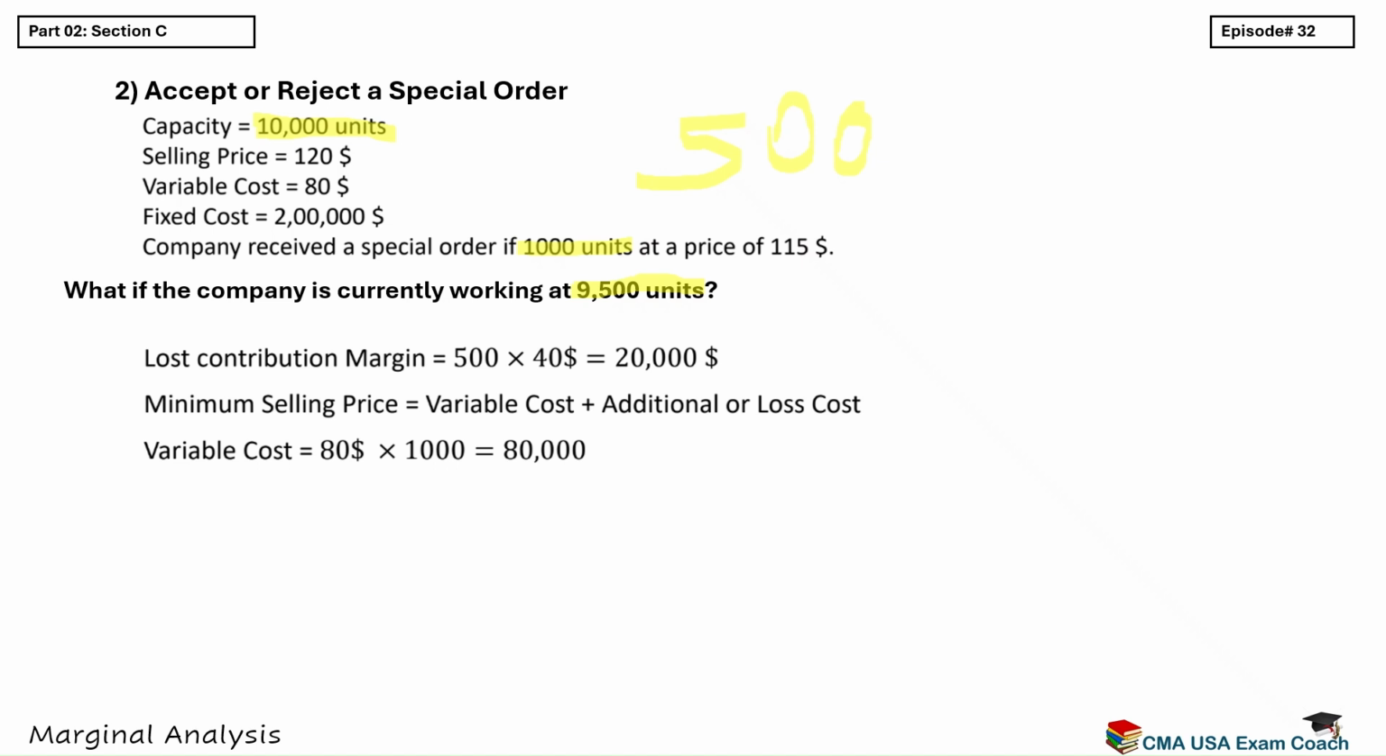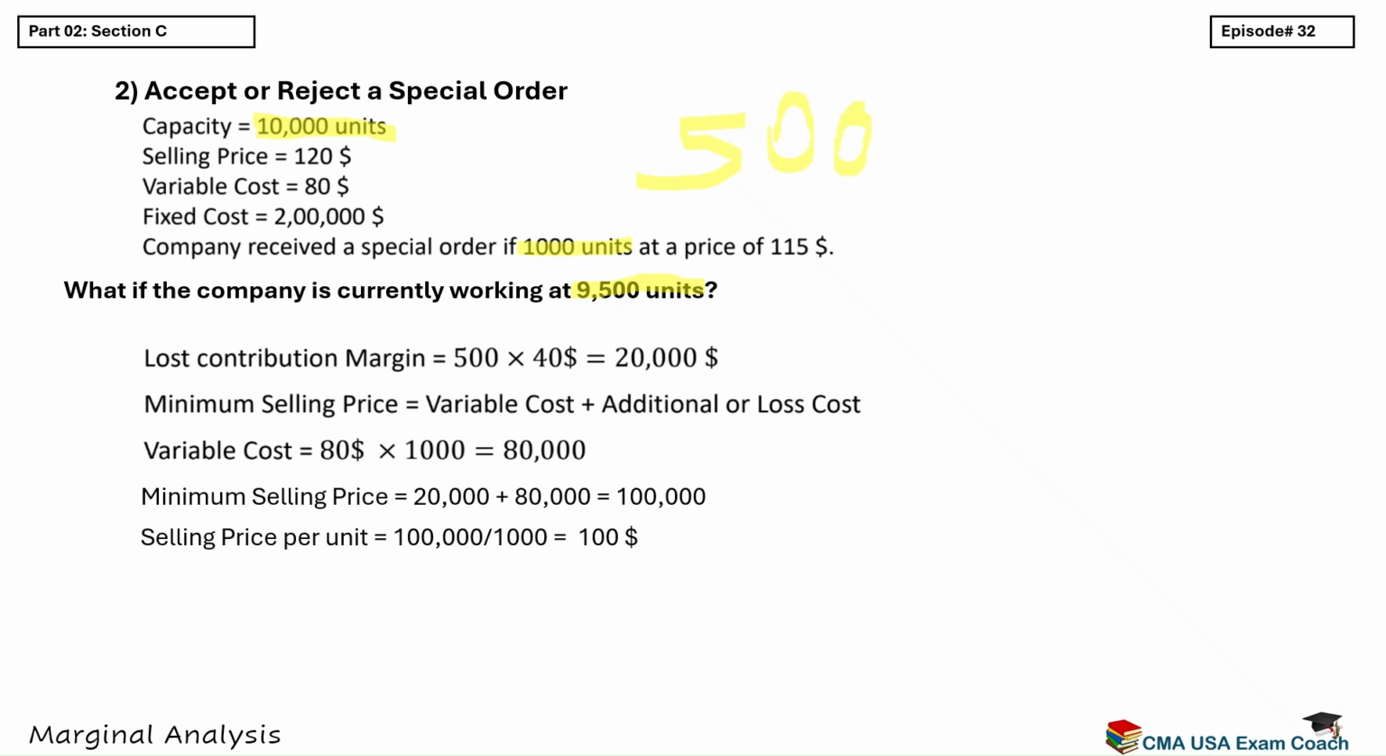Now let's calculate the average minimum price to cover both types of units. For the 1,000 units, 1,000 times 80 equals 80,000. For the lost contribution 500 units, 500 times 40 equals 20,000. So the minimum selling price equals 20,000 plus 80,000 equals 100,000. Divide that by the total 1,000 units, and we get an average minimum price of $100 per unit.